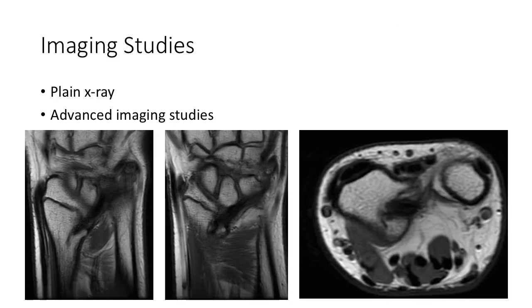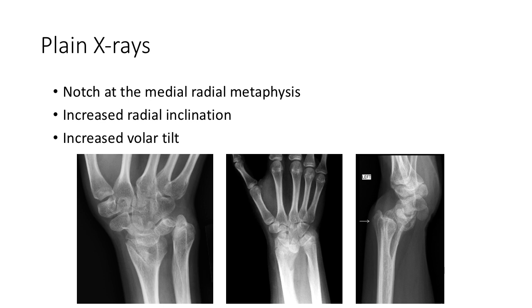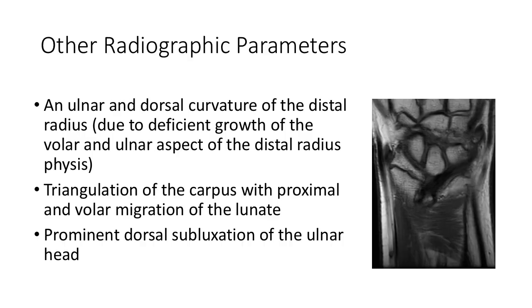Imaging studies include plain x-rays, although advanced imaging studies can be very helpful in visualizing the Vicker's ligament and determining whether you have a true Madelung's disease or a Madelung's type deformity. Plain x-rays will show you a notch at the medial radial metaphysis, so-called flame, and there's increased radial inclination, increased volar tilt, and again subsidence of the lunate into that space.